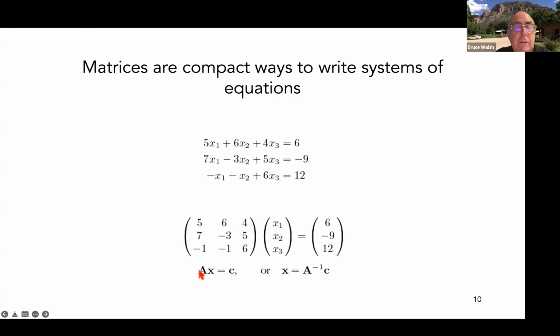A, a matrix whose elements I know, X, a vector I'm trying to solve for, and C, a vector that I also know. So if I can, air quotes, divide each side by A, I get X equals A inverse times C. So if A inverse exists and is unique, I have a single solution of these equations, and it's given by that. Now, here's the real power of matrices.